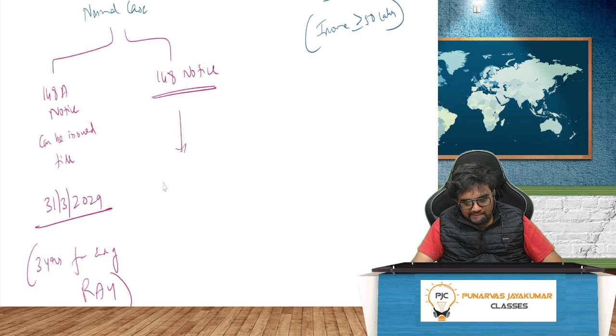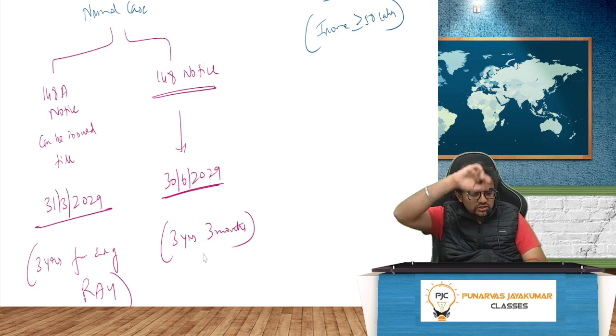Can be issued till June. April, May, June. 30th June 2029. 3 years, 3 months.